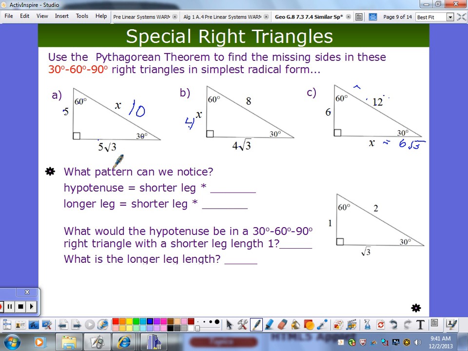So the hypotenuse is the shorter leg times 2. The longer leg is the shorter leg times the square root of 3. So looking at a simpler triangle, the shorter leg is 1. So double it to get the hypotenuse, which is 2. And multiply it by the square root of 3 to get the longer leg. So the hypotenuse would be 2, and the longer leg is 1 times the square root of 3.